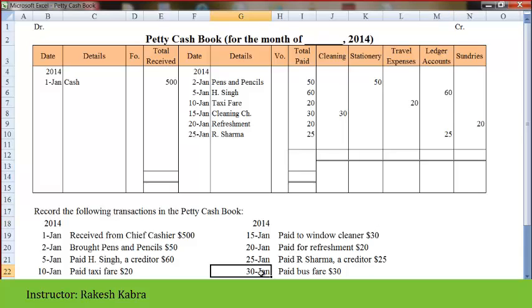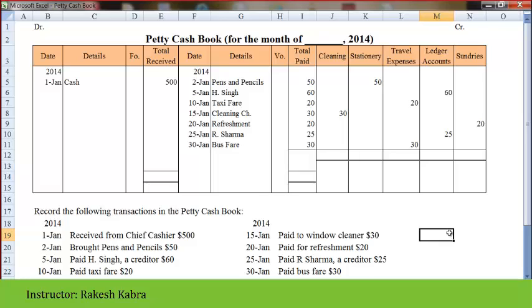Now next see the last transaction conducted on January 30. What is the transaction? Paid bus fare. So bus fare. And how much amount I paid? $30. And this $30 will come in column for traveling expenses.